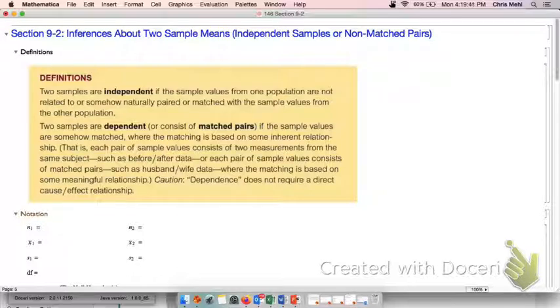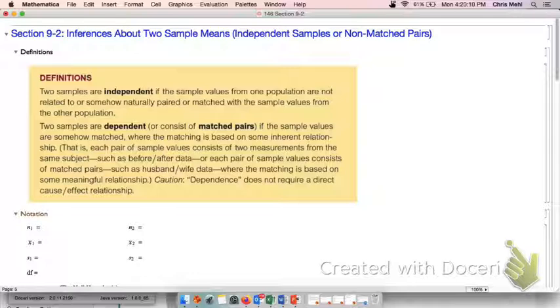In section 9.3, we will be doing what is called dependent samples or matched pairs, and this is where the two samples are somehow related. For instance, I might have a sample of men and a sample of women, but they might be men and women that are from, say, a couple, a married couple. So the sample of men would be related or dependent on the sample of women. We'll investigate that in section 9.3.